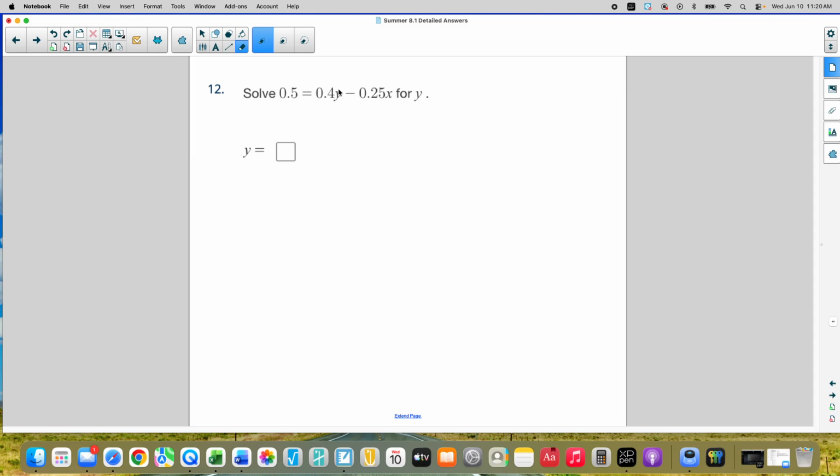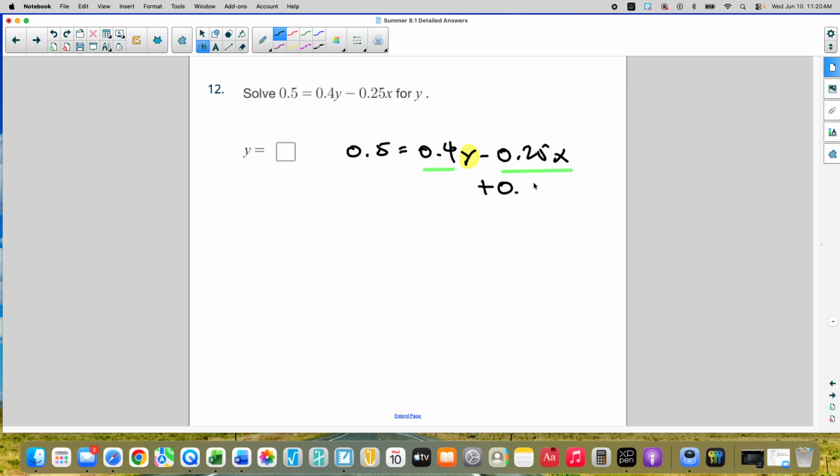All right, solve for y. Solve this equation for y. We have 0.5 equals 0.4y minus 0.25x. We got to solve for this variable, for y. So we got to get rid of the thing being multiplied and the thing being subtracted. Okay, we're going to get rid of things being added and subtracted. So the inverse of subtracting 0.25x is adding 0.25x.